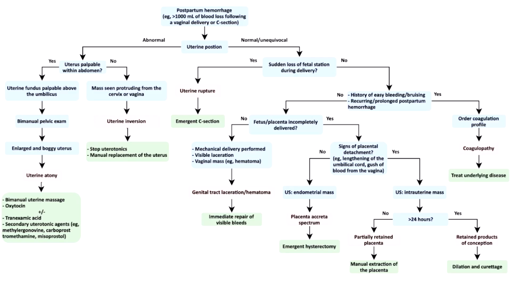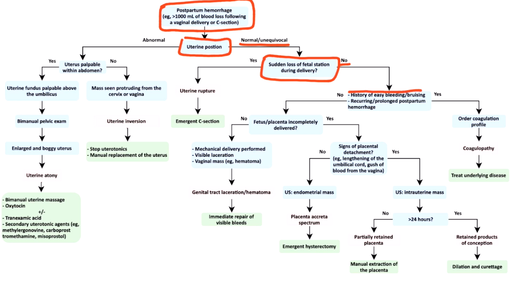In a patient with prenatal care, a second trimester ultrasound can be used to diagnose placenta accreta spectrum. In this algorithm, we'll walk through how this diagnosis is made in a patient without prenatal care, which may be the most dangerous of scenarios because it's unexpected. This patient will have PPH with a normal uterine position and no sudden loss of fetal station during delivery, and they'll also have no history of easy bleeding.